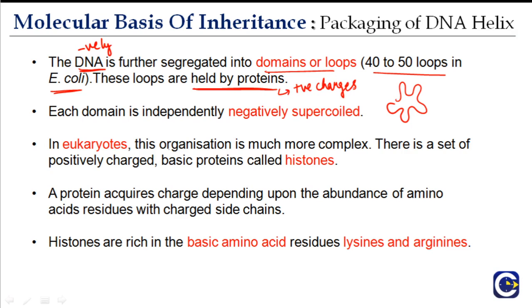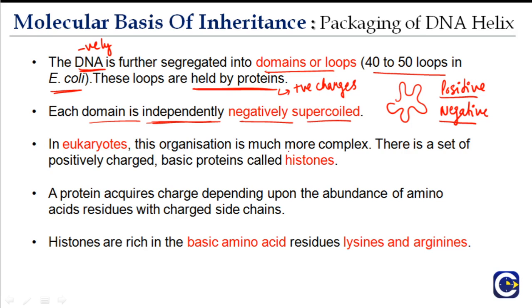It is important: each domain is independently negatively supercoiled. So there are two types of supercoiling, positive supercoiling and negative supercoiling. What happens in positive supercoiling? It is more winding, winded in a right-handed fashion, and negative supercoiling is unwinding, like it is winded in the opposite direction. So each of these domains is independently negatively supercoiled. If you remember the previous figure we saw, we could see that various loops were supercoiled.